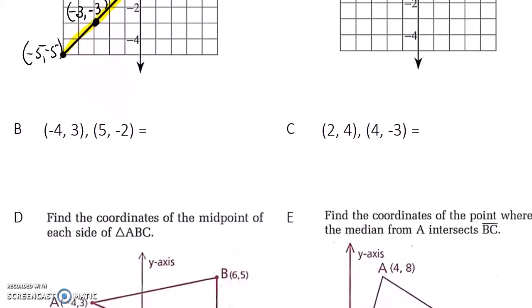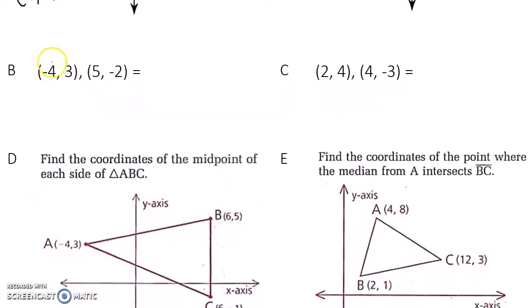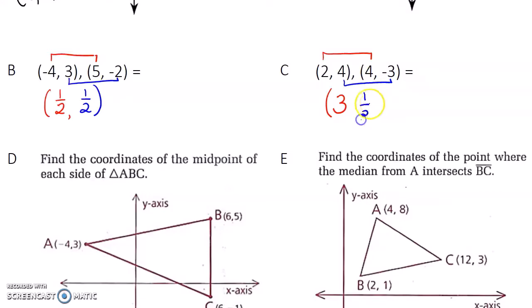We don't need a graph to determine a midpoint. We can simply average the x's. 5 plus -4 is 1, and then divide that by 2. 3 plus -2 is 1, and then divide that by 2. 2 plus 4 is 6, divided by 2 is 3. And 4 plus -3 is 1, divided by 2 is 1/2.